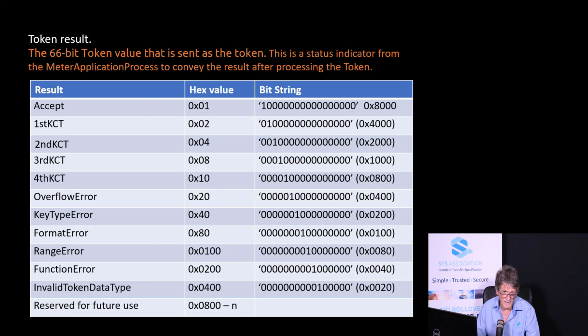For example, you try to send it a tariff index of 100 when the tariff index range is 0 to 99. A function error, for example, you may try to send a water meter token to an electricity meter. This would result in a function error. Invalid token data type, or the rest are reserved for future use.